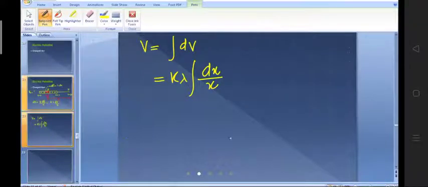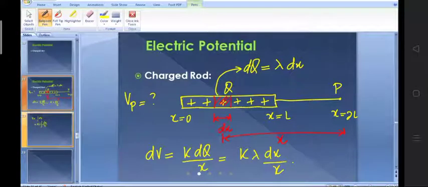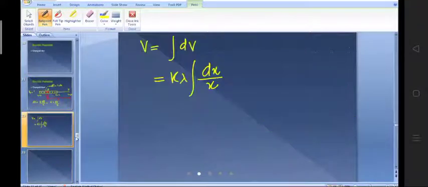And what about the limits of integration? Obviously, the limits of integration will be when this element is at this very point, x is equal to L, and when the element is at this edge. When the element is at this very point, the distance is equal to L, and at the other edge the distance from the point of interest will be equal to 2L. So the limits of integration will run from L to 2L, not from 0 to L, but L to 2L.